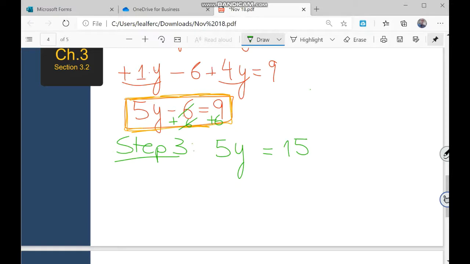Divide both sides by 5, multiplication property, and then you find y equals what? 15 divided by 5, 3. That is y.